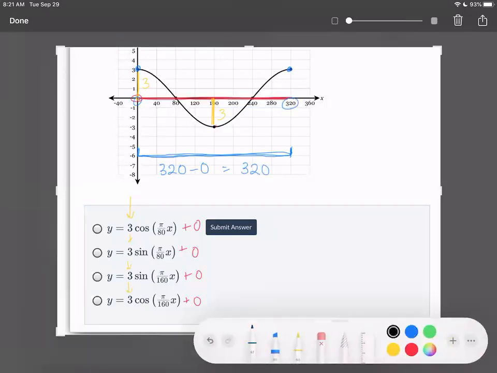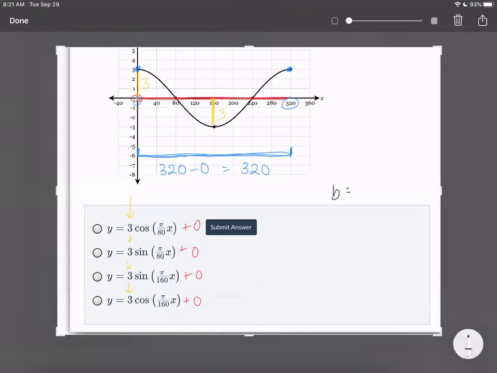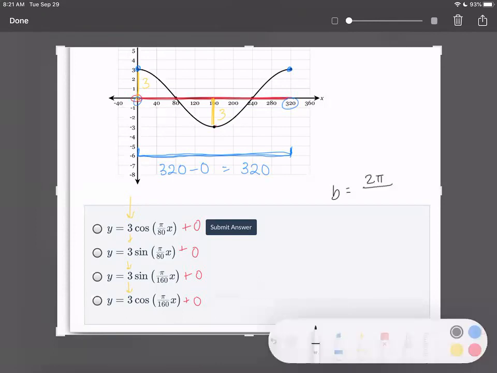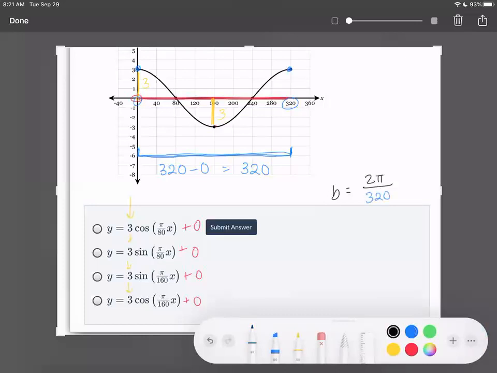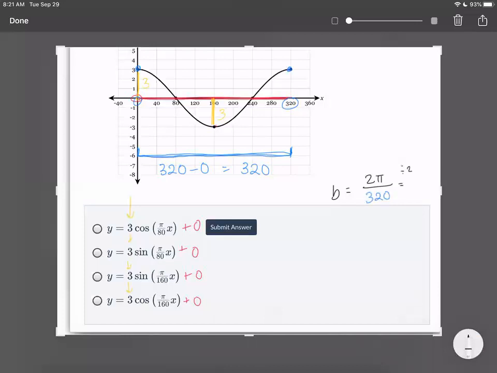Now the thing that appears in our equation is going to be the b value, which remember is 2 pi over the period. So it's 2 pi over 320. When you simplify this, you could divide both the top and the bottom by 2, and then you'll get pi over 160. If you're looking in this spot, you will notice that is not those two. We need the pi over 160. Okay, questions so far? We're not done yet, obviously, because there's 2 choices left, but anything so far?